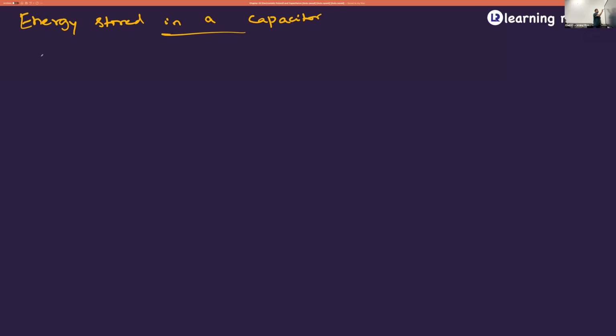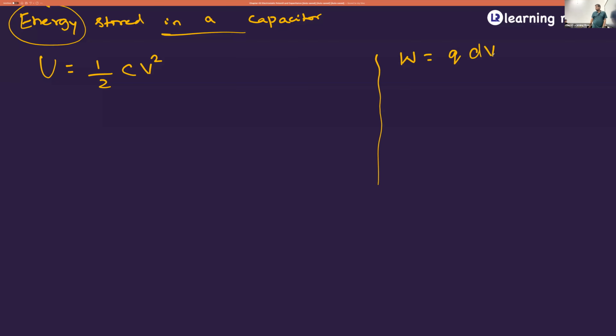So check your notes. U is equal to half CV square. You would have made a note of the derivation, right? So how do we derive this? Wherever you see energy, what is the idea used behind the derivation? You would have calculated the work done, right? And that work you would have written in terms of Q into dV.